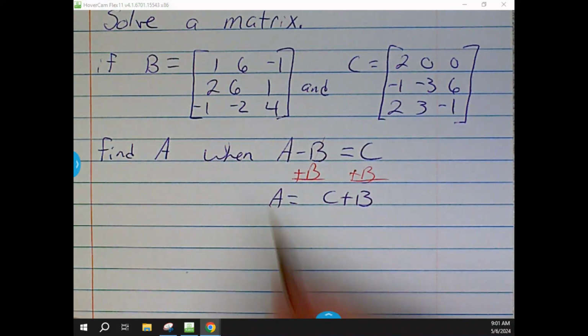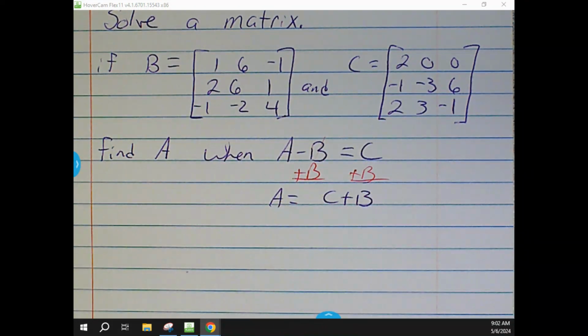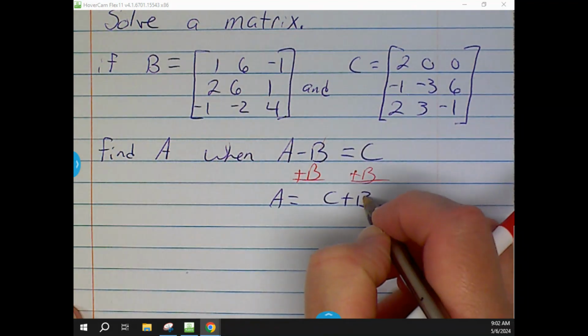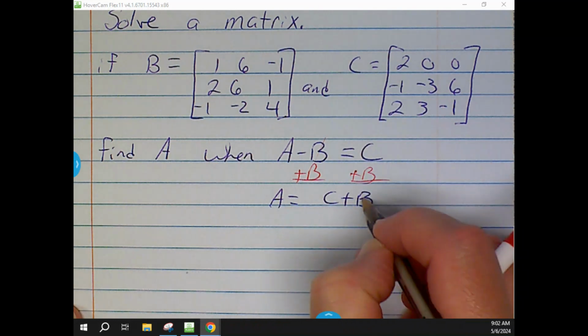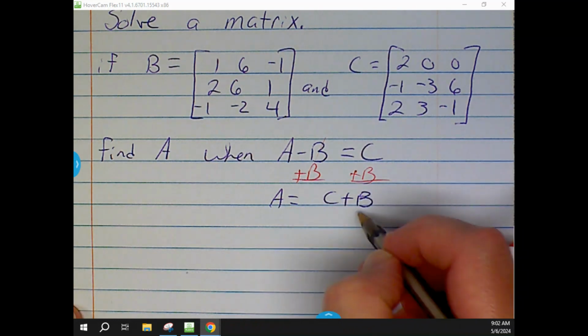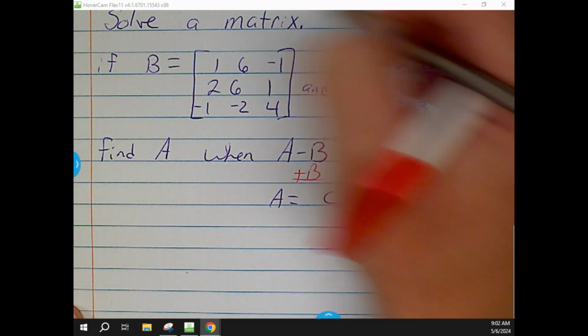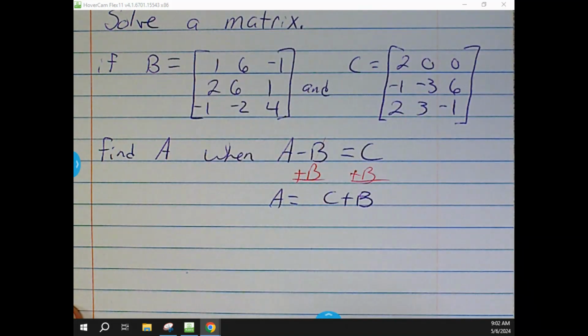So now we just have to combine C and B together. If it's addition, it doesn't matter whether we're adding C plus B or B plus C. Where you have to be careful is if it had been subtraction and it was C minus B: you would have to start with C and then subtract B from it. Since it still says addition, C plus B, we're going to do the same thing.